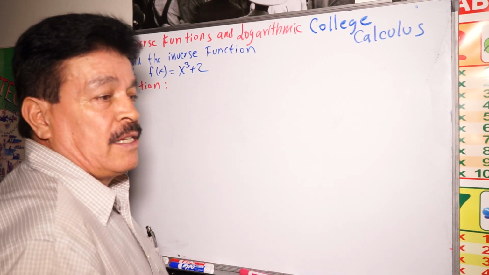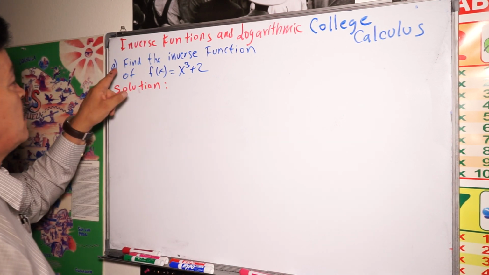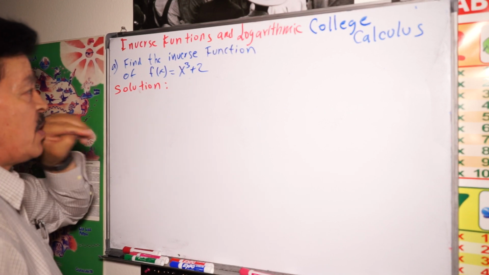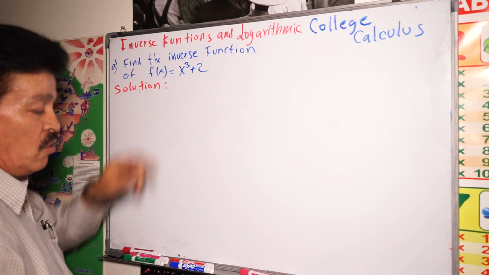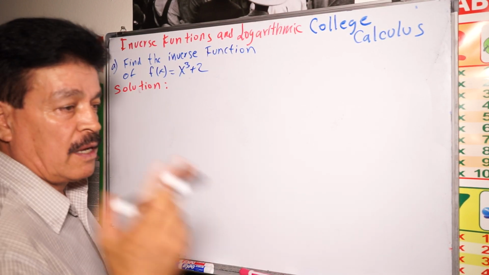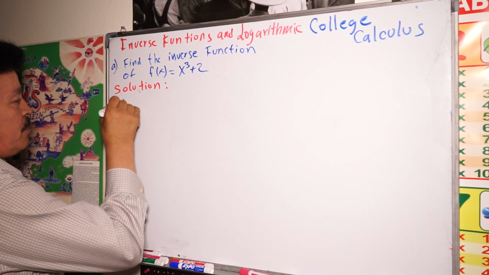logarithmic. Okay, so the problem is: find the inverse function of f(x) equals x to the third power plus 2. Solution. Before solving this problem, I'm going to define the concept, what I mean by this. So, some definition.